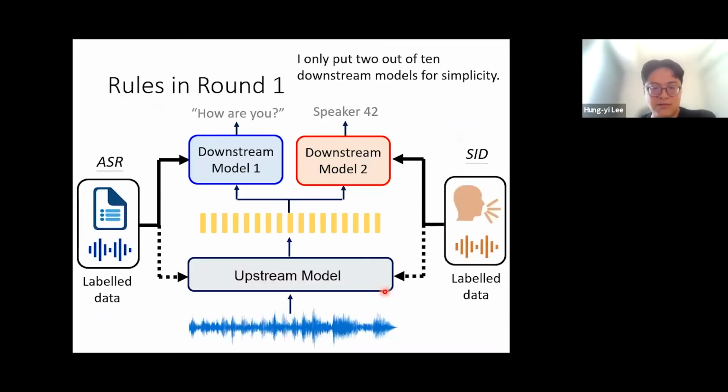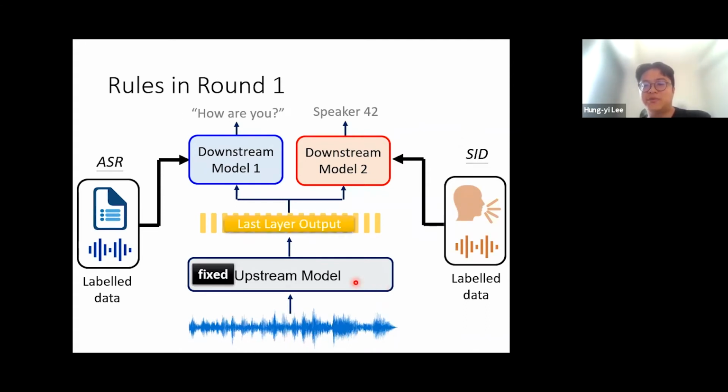So let's start again. In round one, we have some constraints on the self-supervised model. Our constraint is we fix the upstream model, and the downstream model only takes the last layer output from the upstream model as the input. You may ask why we fix the upstream model. Fine-tuning the model probably will give us better performance. Yes, we have tried that, and a fine-tuned model can give you better performance. But what we want to verify here is what would happen if we just fix the upstream model? Can we get good performance even though we do not fine-tune the upstream model? This is what we want to verify.